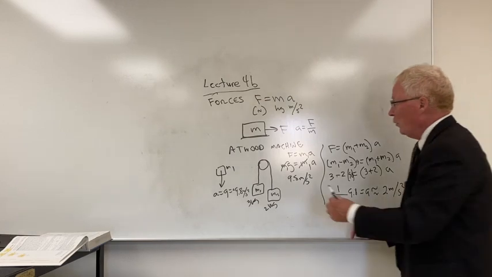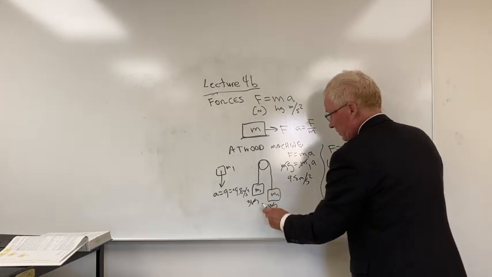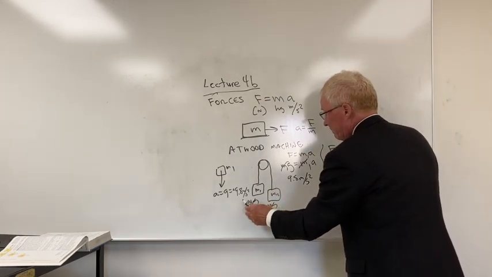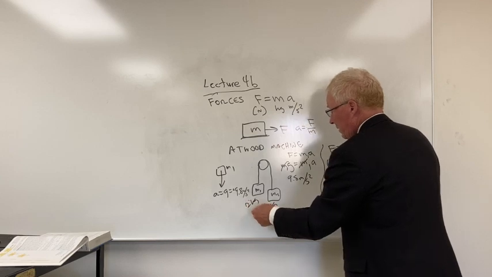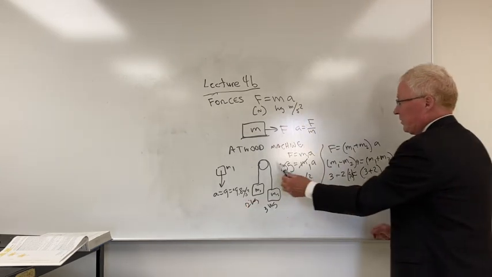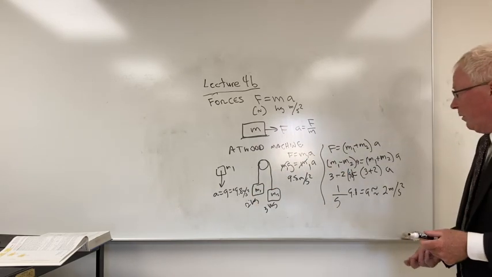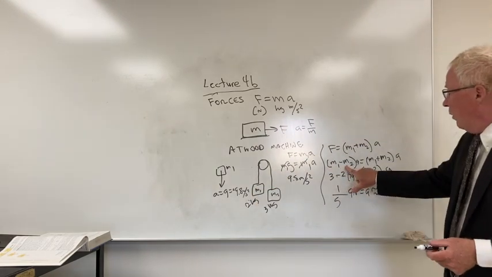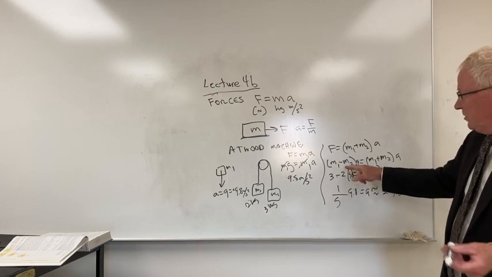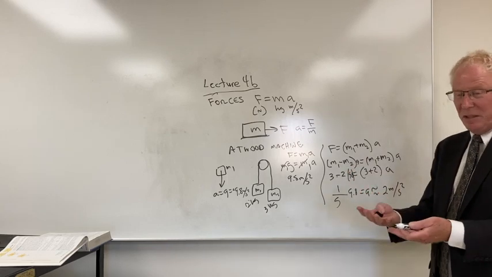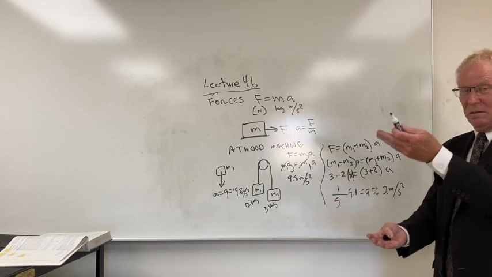Now if M2 was bigger than M1, it would still be the same acceleration, but instead of pulling that way, it would pull the other way. And likewise, if M1 and M2 are equal, then the net acceleration is 0, and it's just going to either sit there or move at a constant velocity.